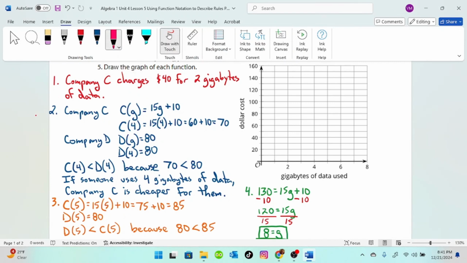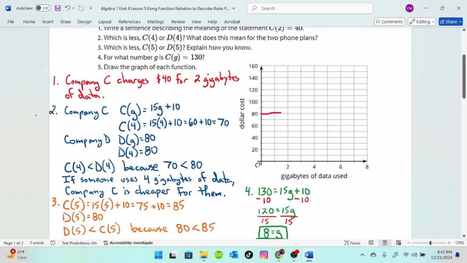For number 5, they want us to draw the graph of each function. So the first function I'm going to do is actually company D. This is the easiest. Notice that company D, d of g, always equals 80. It never changes. And 80 is our output, so that's our y value. So we want to go up to where y is 80, and we're just going to draw a horizontal line along 80. And I'm just going to label this as d of g.